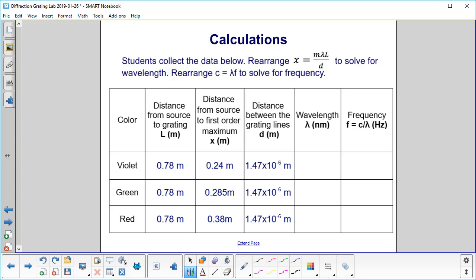Students collect the data below. This was measured in the beginning and that stays fixed. This will be your distance from the source to the first order maximum. Here's the calculation that we did for the distance between the grating lines.